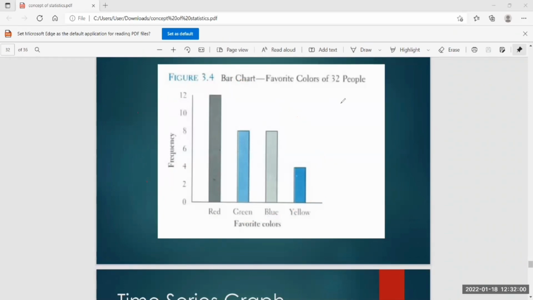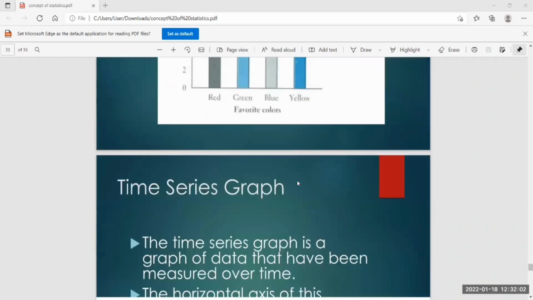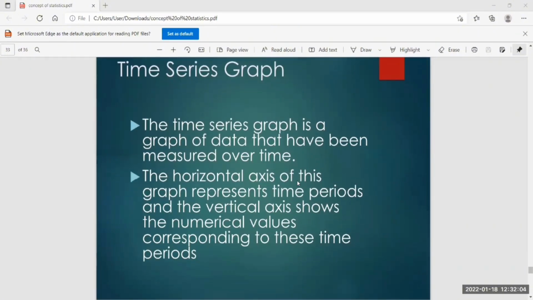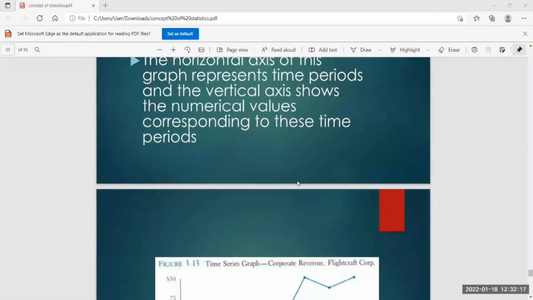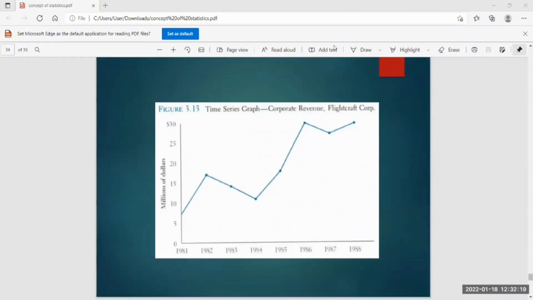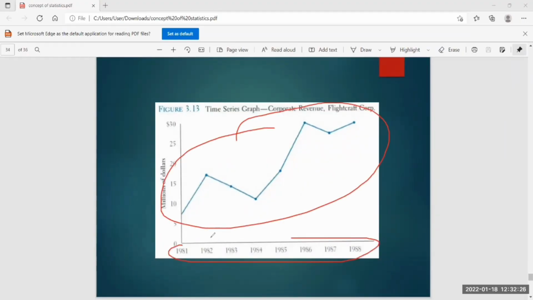So there's a lot of options for you to choose your graph. The time series graph is also an option. The time series graph is a graph of data that have been measured over time, and the horizontal axis of this graph represents time periods, and the vertical axis shows the numerical values corresponding to these time periods. So these are the time series graph. Okay, it's showing the time because the time is down here on the horizontal axis. You can show them the time series.